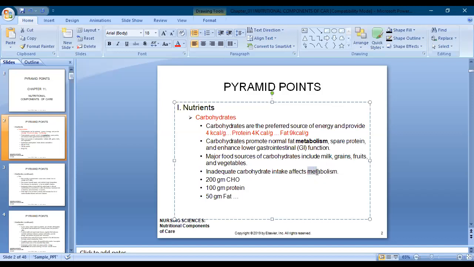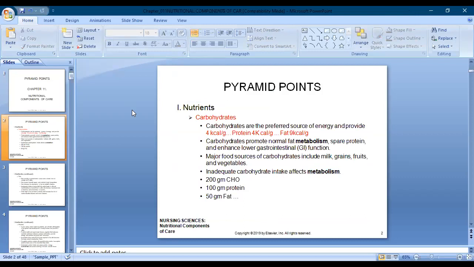My friend, if you ask me, what is metabolism? An easy example: metabolism is a process where food particles break down and produce energy as ATP.